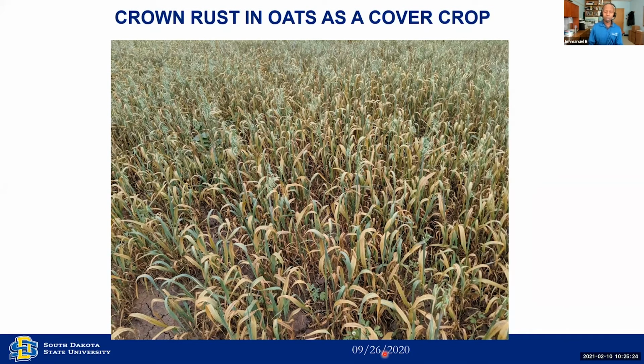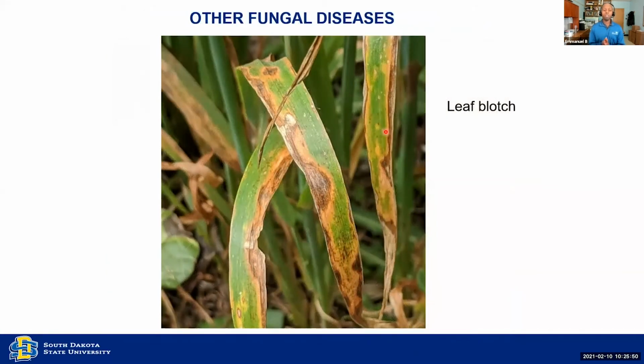This was in September last year, almost end of September, and you can see how the crop looked. So even when you're planting oats for forage, and you're not interested in grain, you may still want to consider the variety selection. At least you can try and keep the disease pressure low, so your forage quality won't be reduced by crown rust.